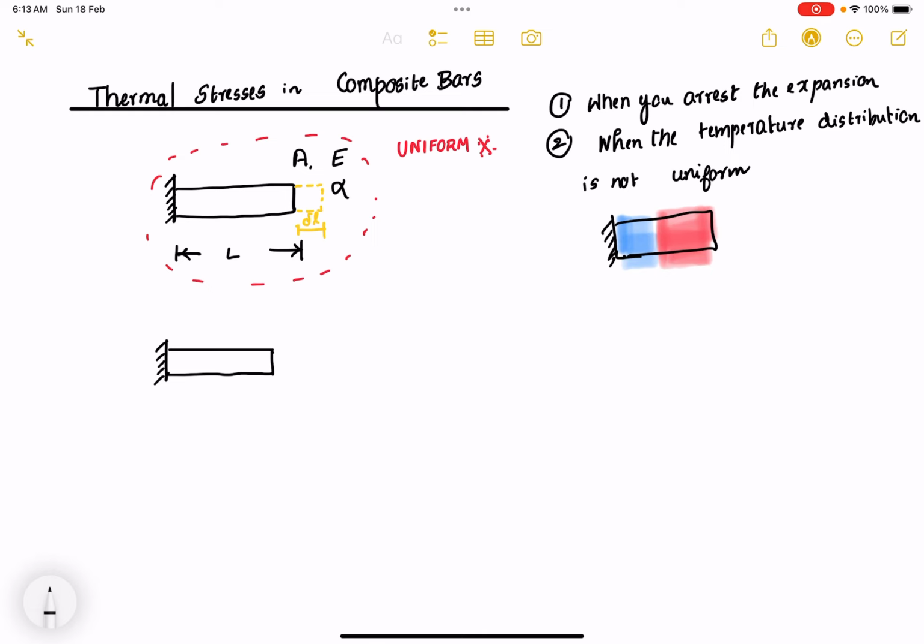Now what you are going to do is increase the temperature, as a result of which there is an increase in length. We can call that del L of steel. This is a steel bar. And we will consider a copper bar.